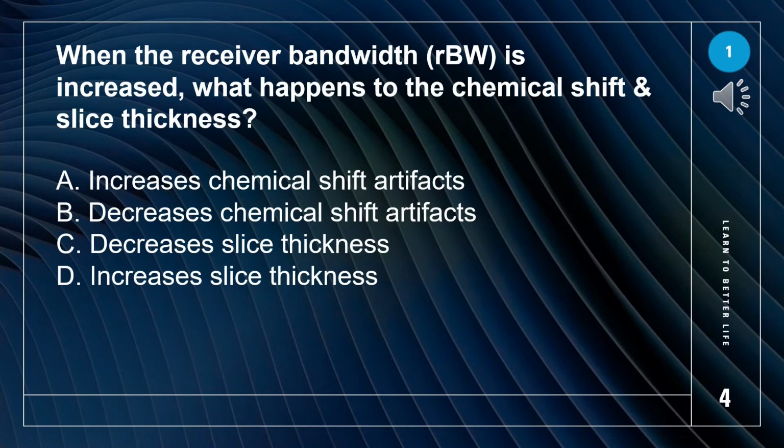When the receiver bandwidth is increased, what happens to the chemical shift and slice thickness? A. Increases chemical shift artifacts. B. Decreases chemical shift artifacts. C. Decreases slice thickness. D. Increases slice thickness. The answer is B. Decreases chemical shift artifacts.